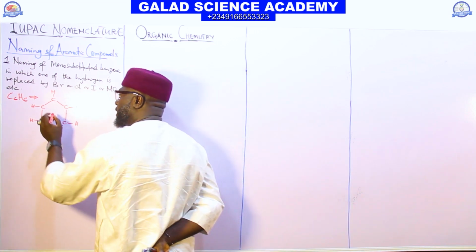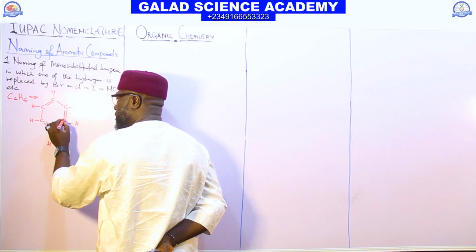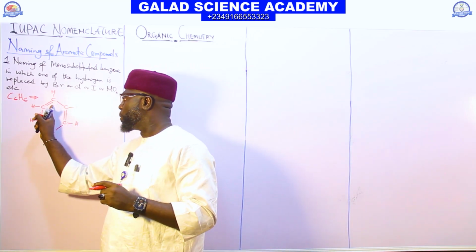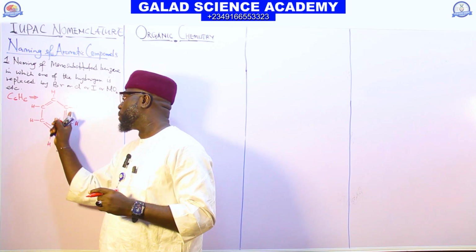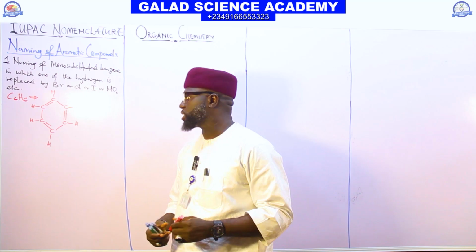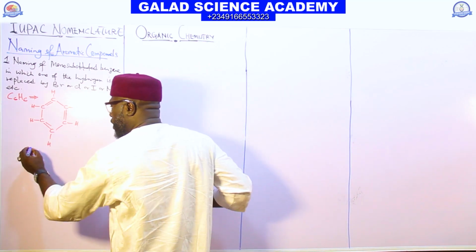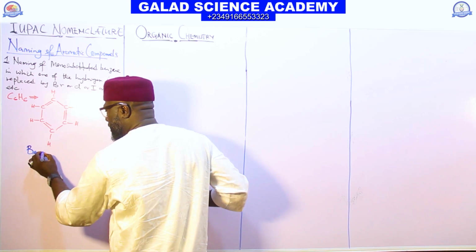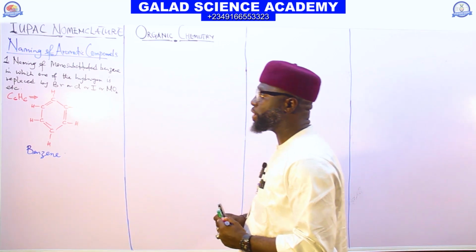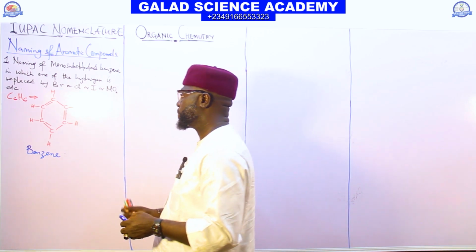But we have double bonds here. The double bonds are alternate: double bond, single bond, double bond, single bond, double bond, single bond. We will expect that in the benzene aromatic reaction. So this is the structure of benzene, which is the common example of aromatic compounds.